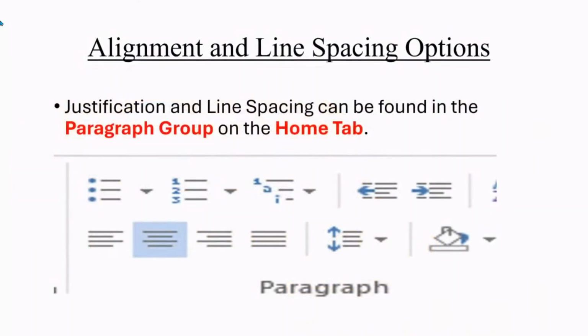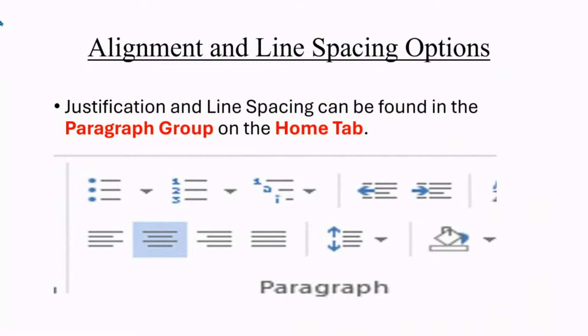The alignment and the line spacing options can be found in the paragraph group on the home tab. If you do not have these in your notes, please ensure that you're making your jottings as we go along. So let me repeat it once more. The alignment and line spacing options can be found in the paragraph group on the home tab.